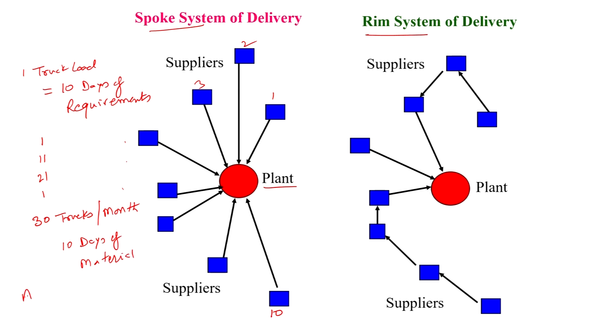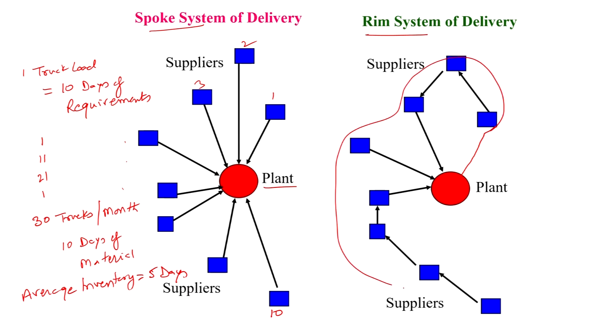So, my average inventory is 5 days. Okay. Now, let us see the RIM system of delivery. In the RIM system, rather than each supplier supplying independently, a truck starts from the plant and goes to all the vendors, collects the material from all the vendors and returns back here. And every day one truck goes and collects the material from all the 10 vendors and returns back here.